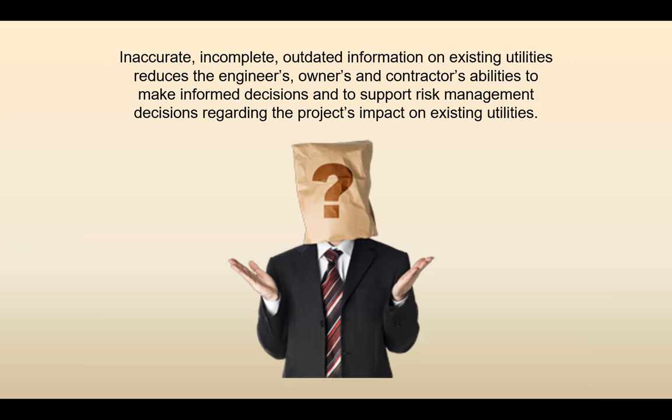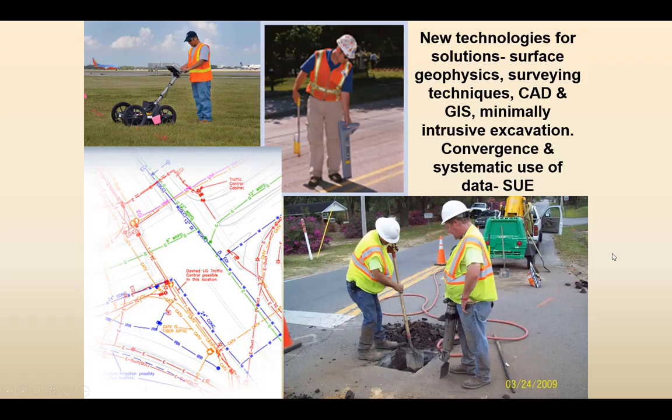So inaccurate, incomplete, outdated information on existing utilities reduces the engineers', owners' and contractors' ability to make informed decisions and to support risk management decisions regarding the project's impact on existing utilities. So ultimately, what we are doing is we are taking the decision mostly with our eyes closed, with very limited information. And of course, a person like this cannot call himself a smart decision maker.